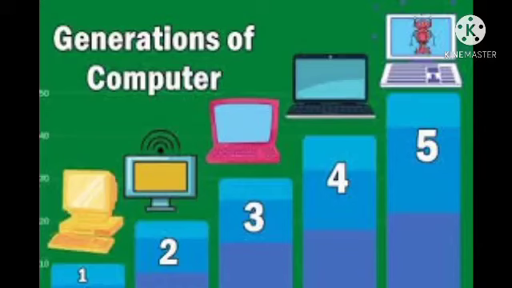Dear children, now we are going to the next topic, generation of computers. There are totally first generation, second generation, third generation, fourth generation, and fifth generation. We can explain each generation. The first generation was created in 1942 to 1955. Then the second generation, 1955 to 1964. Today we are explaining about first generation and second generation.